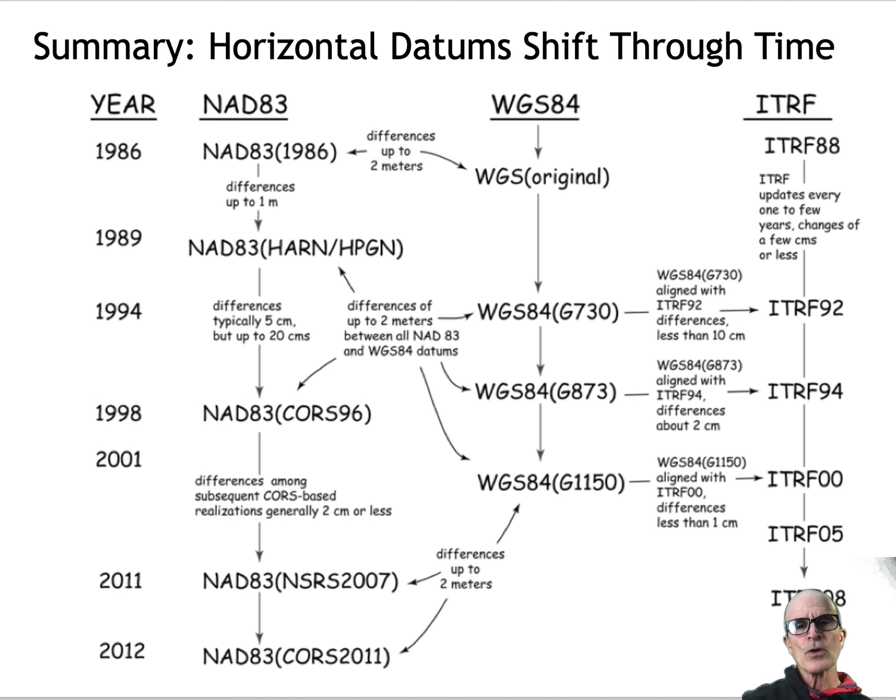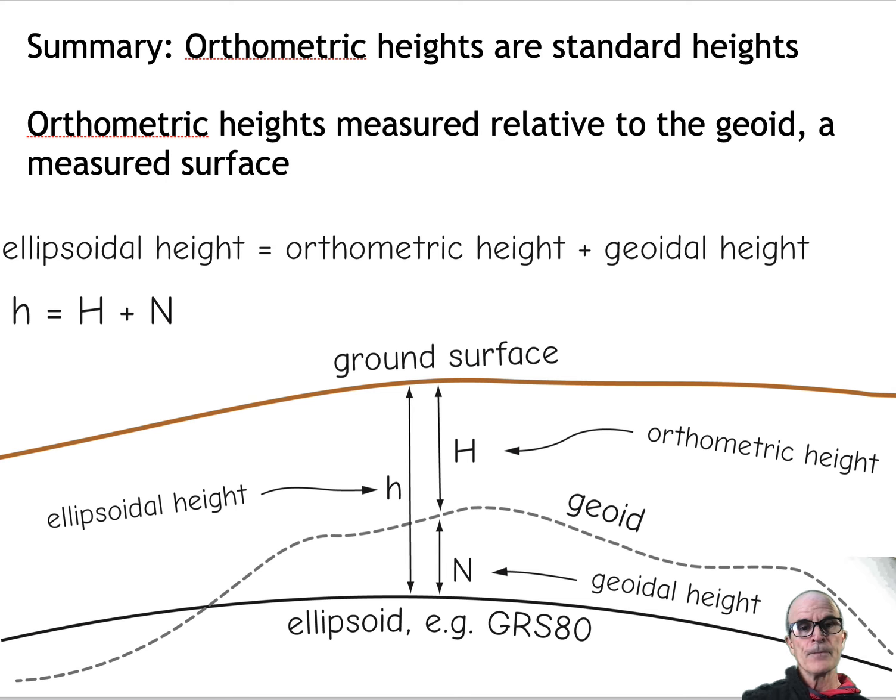Okay, so in summary, horizontal datums shift through time. More lately than early on. So these shifts here are in the centimeter range. Datum shifts between family of datums are large and have stayed large, at least between the unaligned families. So the NAD83 we use here in the US is very different from the WGS84 or ITRF, and that's the most common mistake, is working in one when you think you're in the other, right?